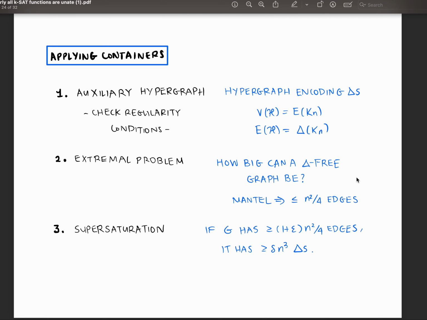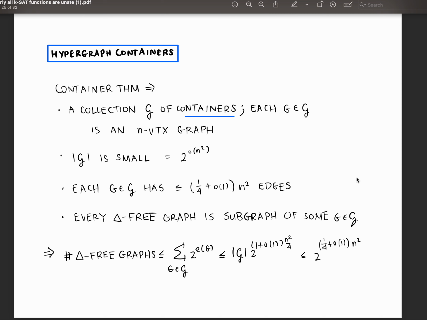And these three ingredients, when we take them together, imply the following type of container theorem. What they will give us is a collection of containers. So we can think of, in the case of counting triangle-free graphs, each container is an n-vertex graph that is not quite an independent set. It is, however, relatively close to an independent set in that each container has at most n squared over 4 plus little o(1) edges, right?